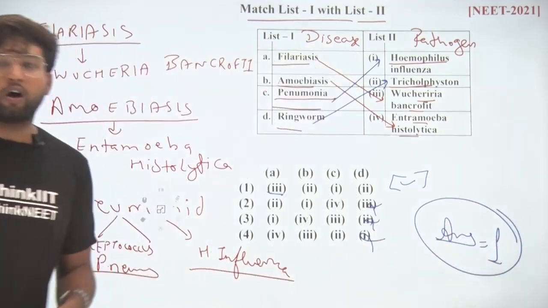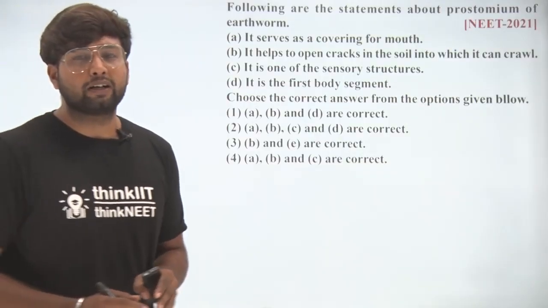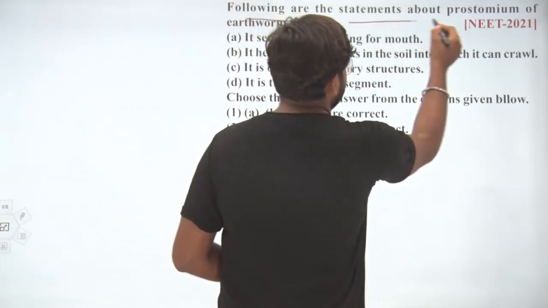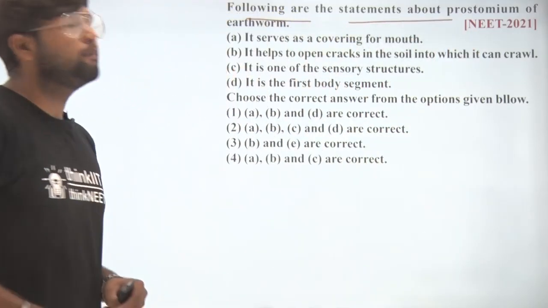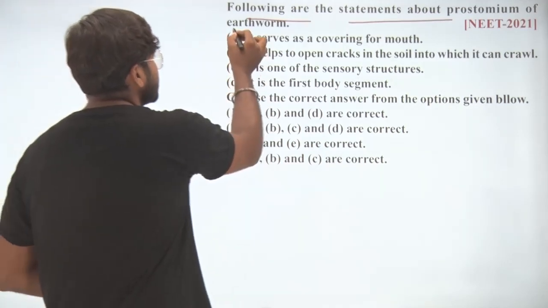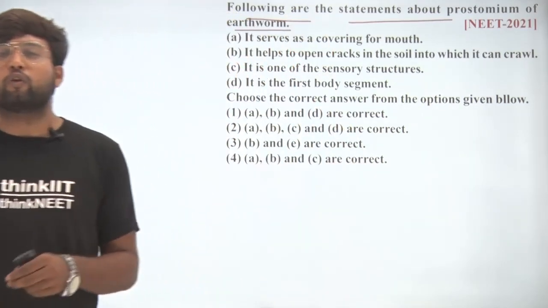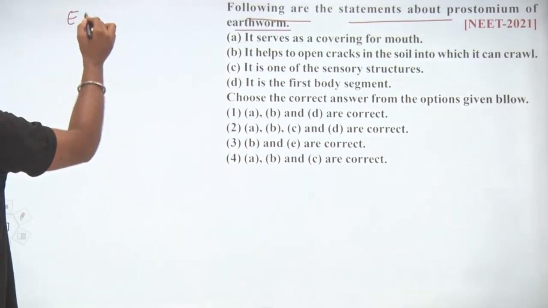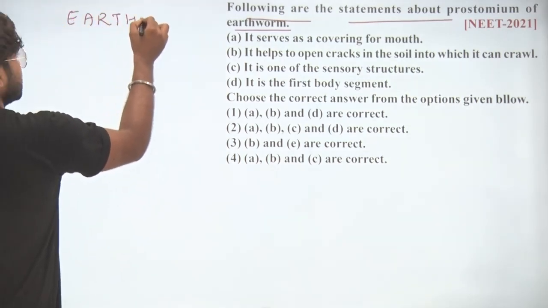Clear? Copy down. Okay, students, let's have a look toward the next question. The question says, following are the statements about the prostomium of earthworm. Clear? The question is asking about the prostomium of earthworm. It is a question of NEET 2021. Great. It is a question from the earthworm.